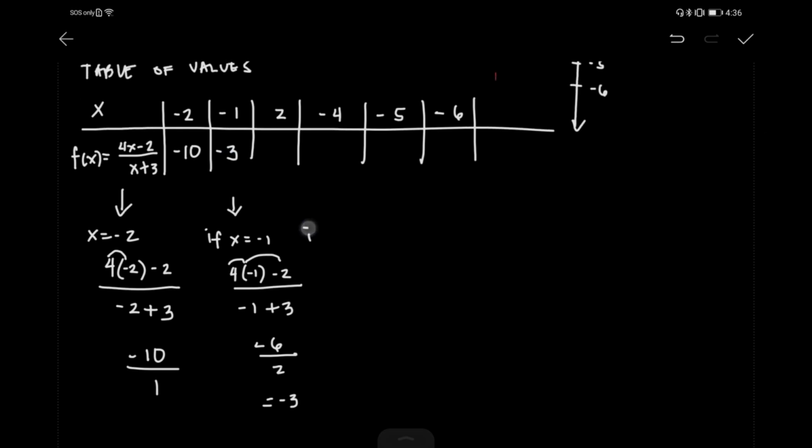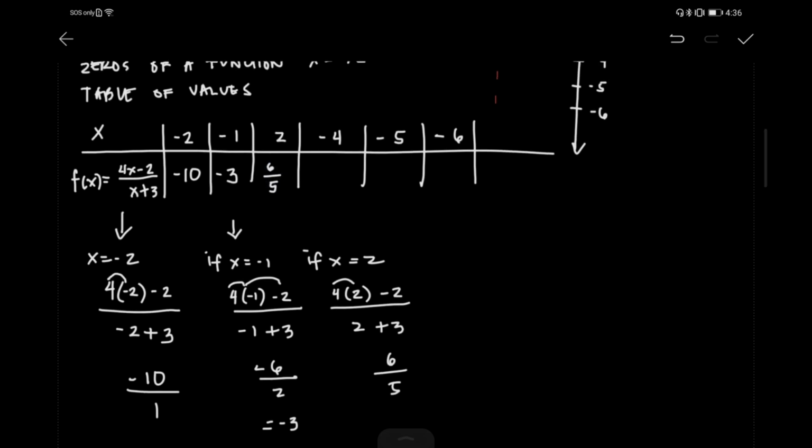If x naman natin is equal to 2. So here, 4 times 2 minus 2 all over 2 plus 3. So this is 8 minus 2 is 6. Then this is 2 plus 3 is 5. So 6 over 5.